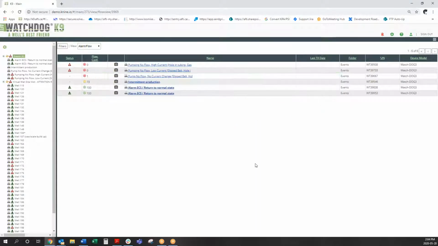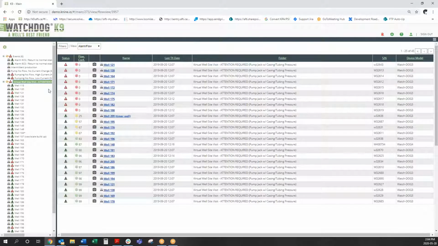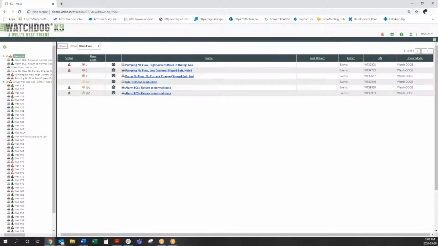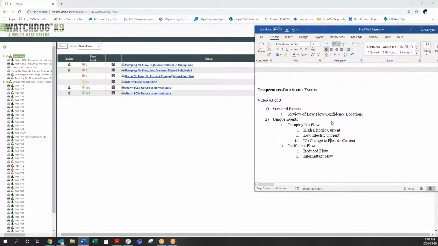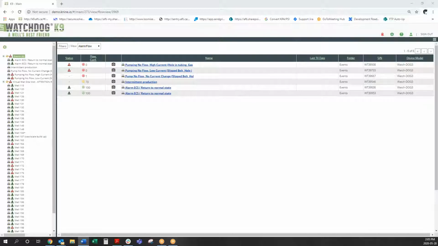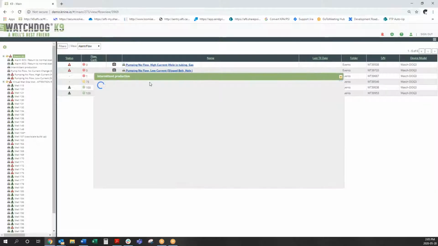So that is why it is so important to filter by flowing confidence. When you've got a large number of wells, you would click here, bring all the locations up to the top, and quickly check out which of the locations might be in a critical condition. Let's look at a couple more examples. We'll look at intermittent production, which you already know, but let's look at it one more time.